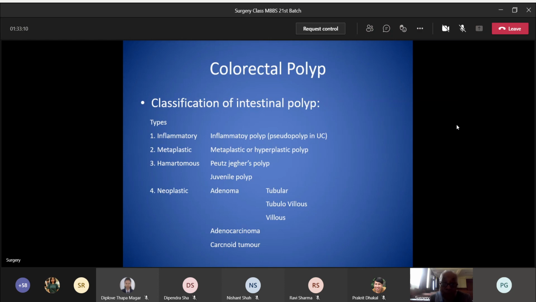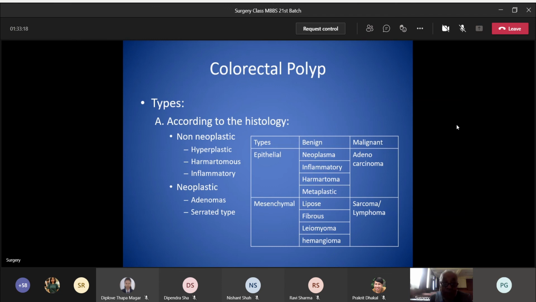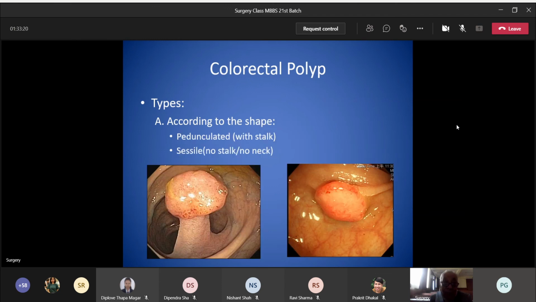So in ulcerative colitis and Crohn's disease, you can see a lot of polyps which are pseudopolyps. They don't have all the layers of the polyps as such, okay? So this is what I have told you. So these are the types and shape of polyps. So this is a simple thing.